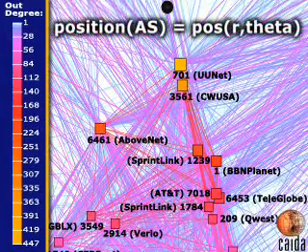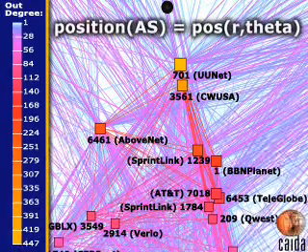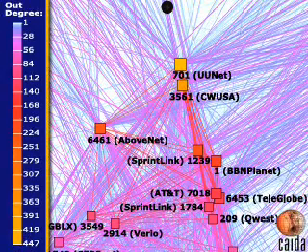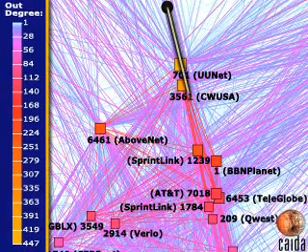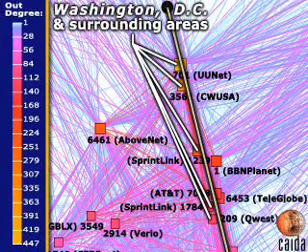The position of each AS node is plotted in polar coordinates. Again, the radius from the center of the graph indicates the richness of that AS's connectivity to other ASs. The polar angle of each node places each AS geographically by the location of the ISP's headquarters. Note that multiple ASs may reside in the same city.